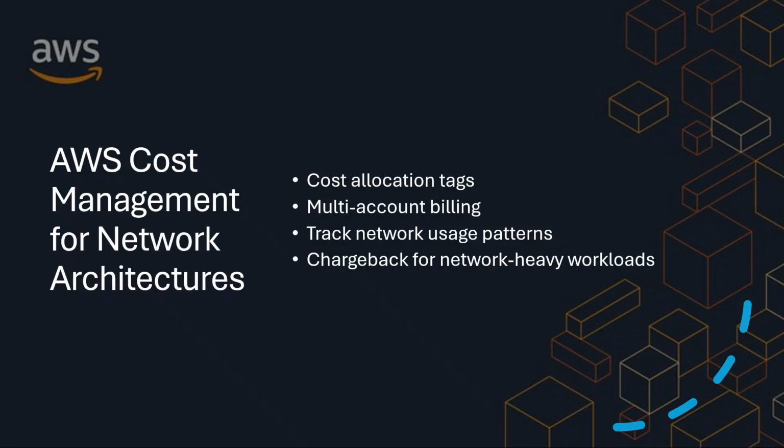To design cost-optimized network architectures, the first step is visibility. Using cost allocation tags, you can track which workloads or environments generate the most network-related spend, including NAT gateway, data transfer, and VPC endpoints. In multi-account environments, using AWS Organizations, you can centralize the billing and get a clear picture of network usage across different accounts. This visibility helps you identify patterns such as heavy cross AZ traffic, inefficient routing, or expensive NAT gateway usage so you can optimize more effectively.